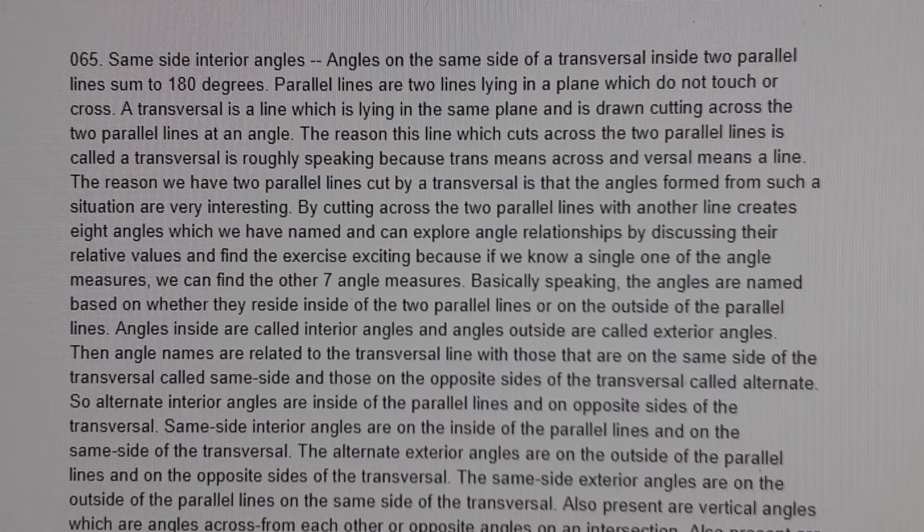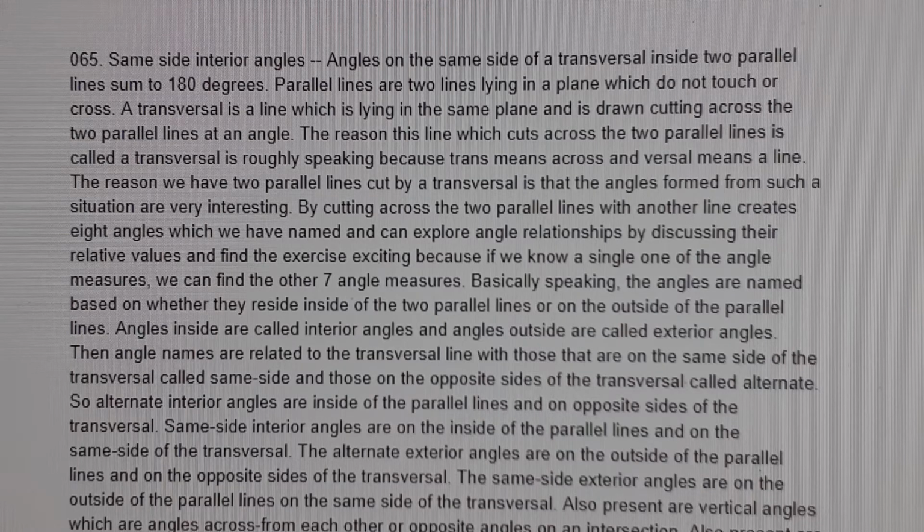Basically speaking, the angles are named based on whether they reside inside of the two parallel lines or on the outside of the parallel lines. Angles inside are called interior angles, and angles outside are called exterior angles. Then angle names are related to the transversal line, with those that are on the same side of the transversal called same side, and those on opposite sides of the transversal called alternate.